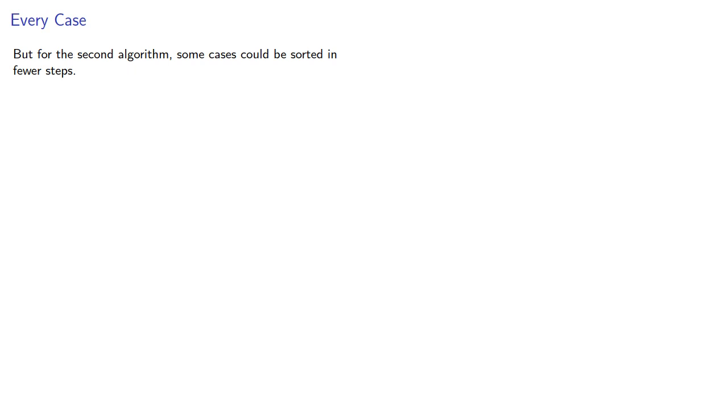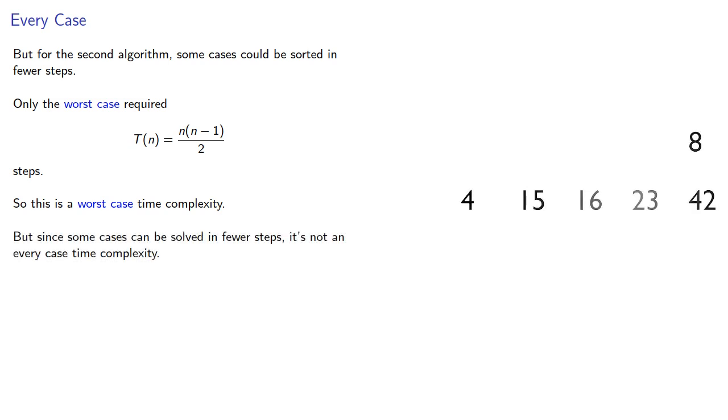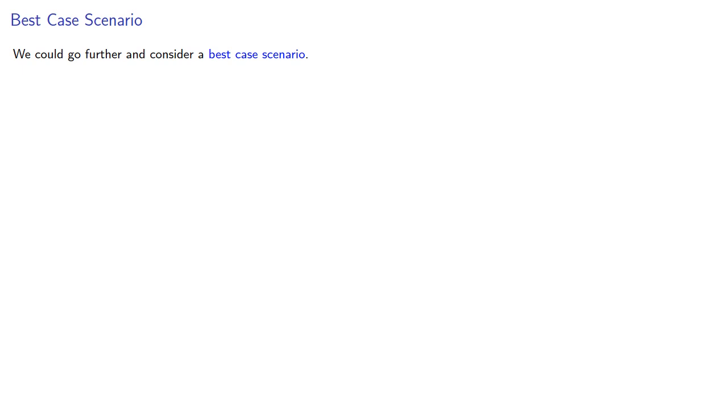But for the second algorithm, some cases could be sorted in fewer steps. Only the worst case required this many steps. So this is a worst case time complexity, but since some cases can be solved in fewer steps, it's not an every case time complexity. We could go further and consider a best case scenario.